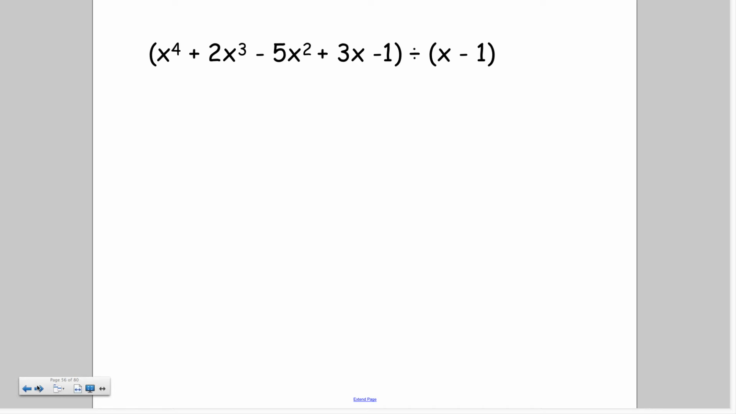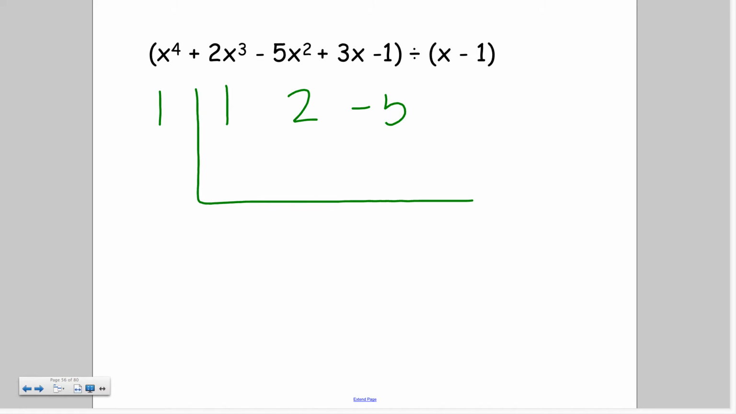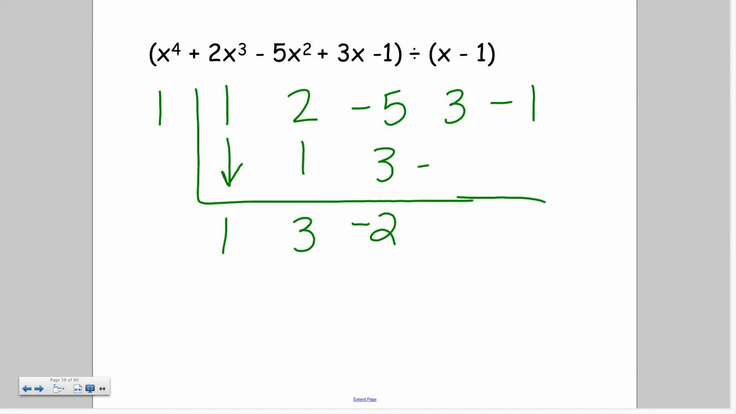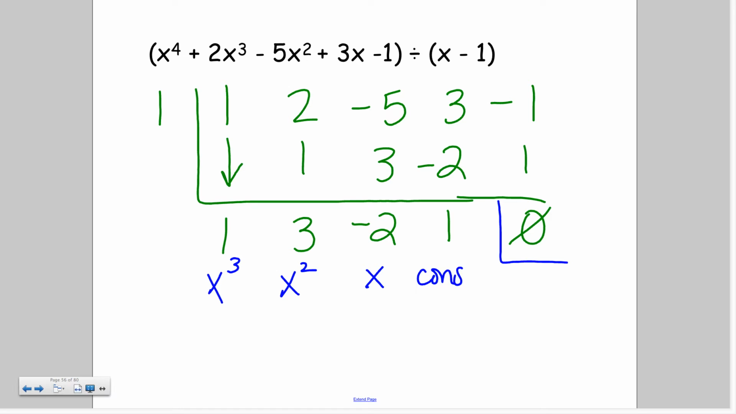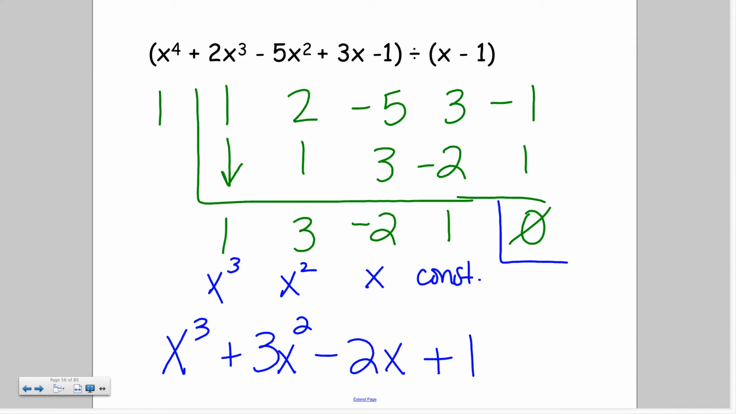Alright. Opposite would be 1. Coefficients. Bring the first one down. Okay, I don't have a remainder, so that's good. I'm going to go 1 below x to the 4th, so I'm going to have x cubed, x squared, x, and my constant. So I'm going to have 1x cubed plus 3x squared minus 2x plus 1, and I don't have a remainder.